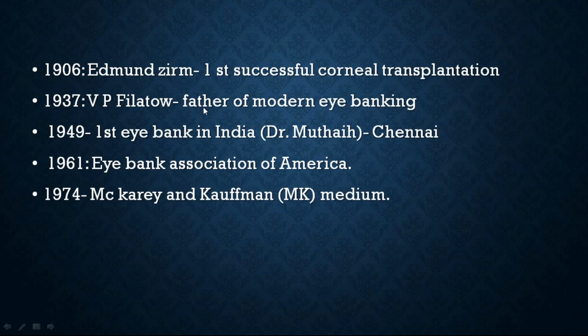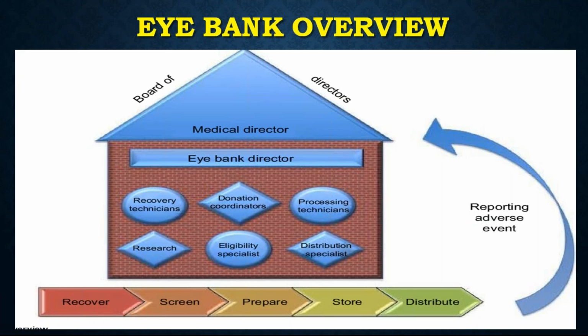These are the steps in advances in eye banking. 1906, Edmund Jerome, first successful corneal transplantation. 1937, Filatov, the father of modern eye banking. 1949, first eye bank in India was established by Muttaya in Chennai. 1961, Eye Bank Association of America was formed. 1974, MK medium was discovered. MK medium is McCarey-Kaufman medium, the medium most commonly used for preservation and transport of the donor corneas. After retrieving the cornea or eyeballs, they should be preserved for at least 24 to 48 hours. Otherwise, the endothelial cells get damaged and it cannot be used for transplantation. So the medium most commonly used is MK medium, in which the donor cornea can be preserved up to 24 to 48 hours.